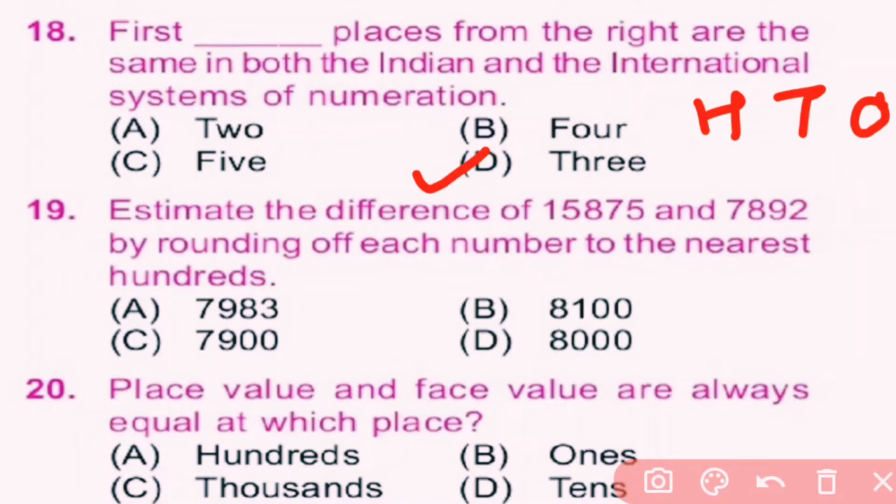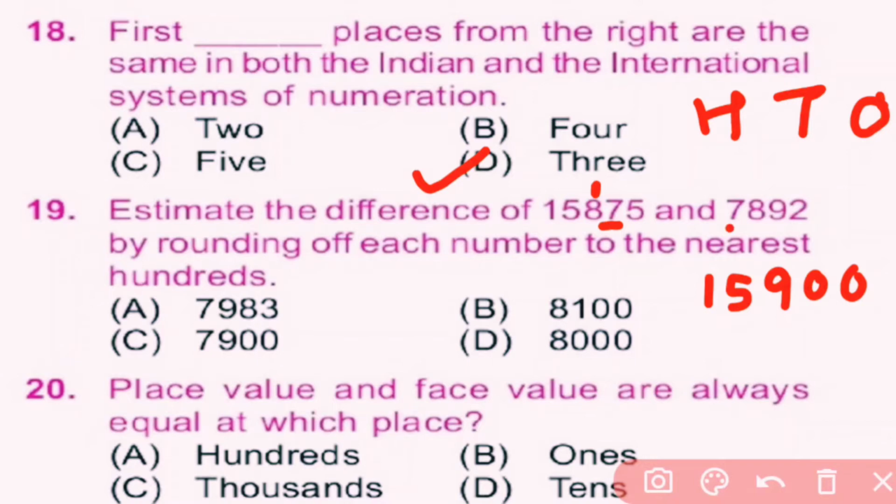Question number 19. Estimate the difference of 15,875 and 7,892 by rounding off each number to the nearest 100. For rounding off to the nearest 100, we have to check the tens place. The tens place is 7 and it is greater than 5. So we add 1 in the hundreds place and the remaining places become 0. So 15,900 is the rounded figure.